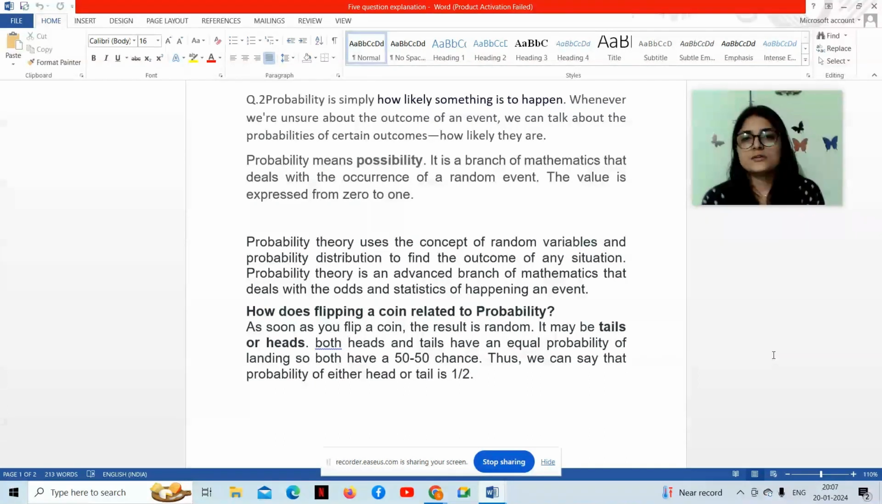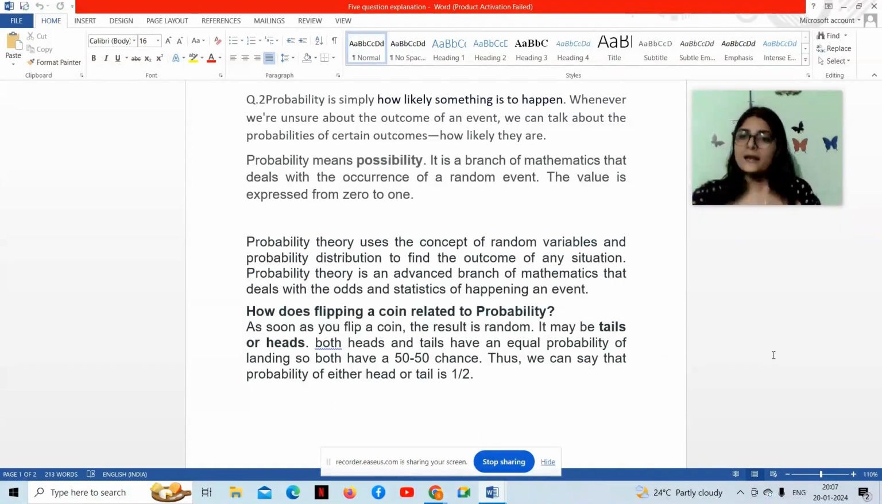That's why I'm giving you the example of the flip of the coin. As soon as you flip the coin, the result is random, right? It may be tail, it may be head. Suppose I'm flipping the coin, but I cannot tell you the exact result, what will come, whether it could be tail or it could be head. So this is what we call probability.